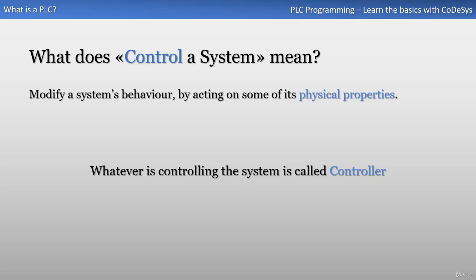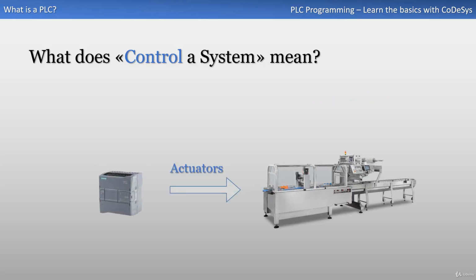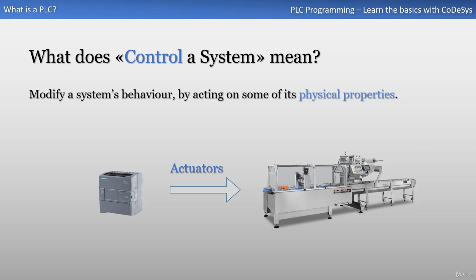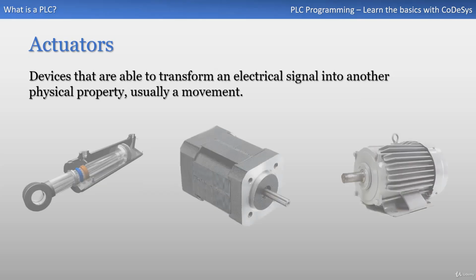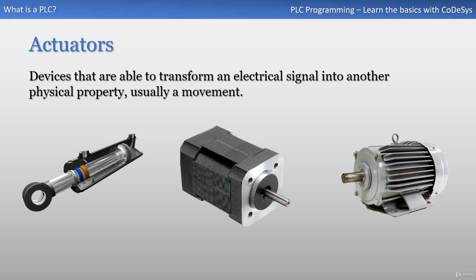The controller acts on its system using its actuators. The actuators are devices that are able to transform an electrical signal into another physical property, typically a movement. Examples of actuators are electrical motors, pneumatic cylinders, or water pumps. In the car analogy, the steering wheel, the pedals, and the gear stick are the actuators.